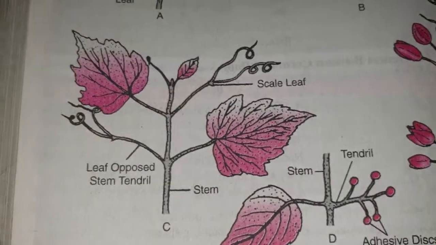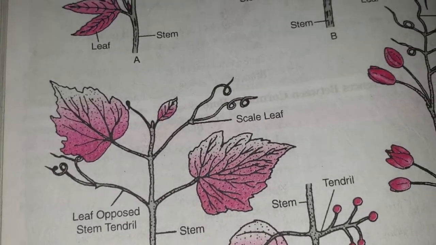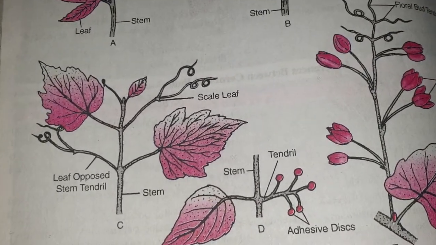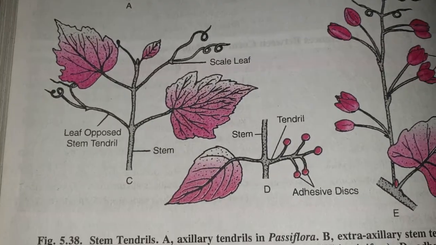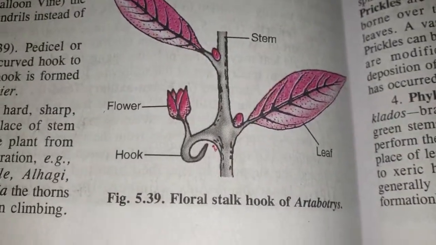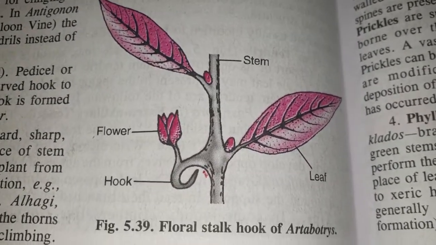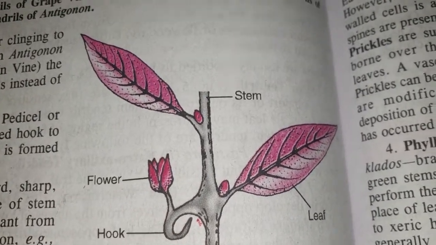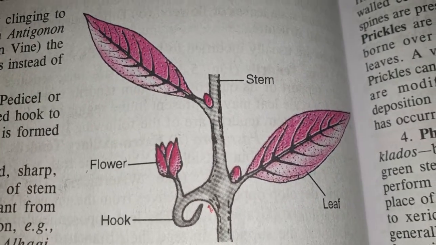First we come to the stem tendrils. These are modifications of the stem which are very essential for helping them to climb over other supports. Okay, this is an important modification. Then next we come to hooks. Hooks are the curved portions of the pedicel or the floral stalk. So you can see here, this is the flower, so this is the pedicel. This pedicel just curves like a hook, and it forms the extra modification.